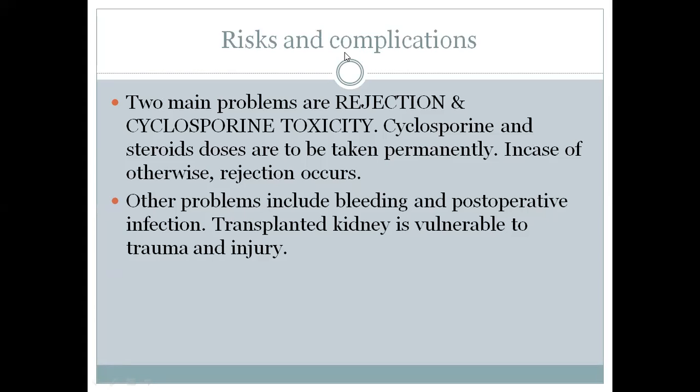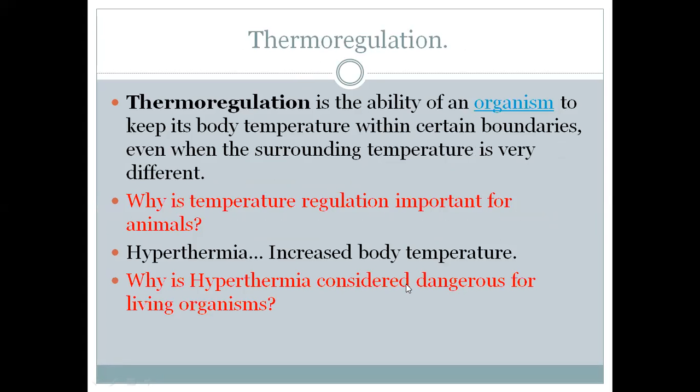Then the risks and complications of this procedure, 2 main problems are, first of all, rejection and then cyclosporine toxicity. We have already discussed this. Cyclosporine and steroid doses are to be taken permanently. In case otherwise, if you do not take them permanently, rejection can take place. Other problems include bleeding, post-operative infection. The transplanted kidney is vulnerable to trauma and injury because it is not present in a protected cage.